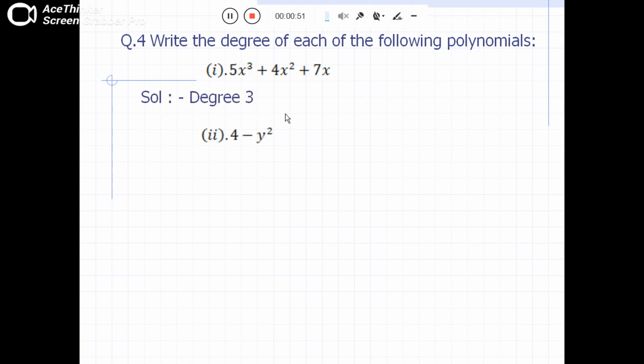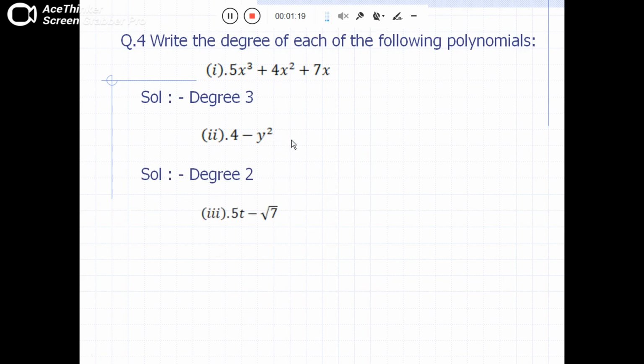Let us see the second part of it. Your polynomial is 4 minus y square. So the variable is y here, and it is a binomial, but the exponent of y is 2. So what will be the degree of this polynomial? I think you all are well aware of this. So the degree of this polynomial is 2.